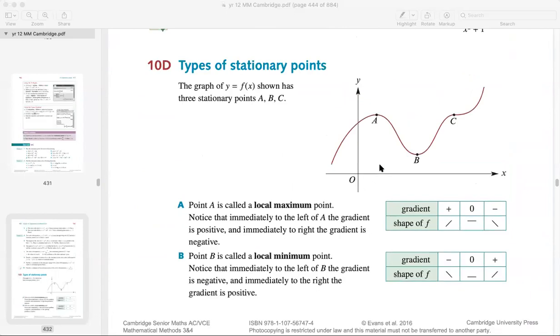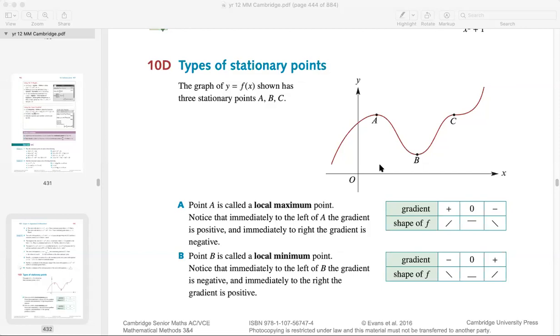Now 10D. 10D, I think most teachers will cover this topic in year 11, and we just quickly go through this one. The types of stationary points. So we need to combine with our C together. So first we call A a local maximum, then we call B a local minimum, and we call C a point of inflection. So for A, the gradient is positive, then 0, then changes to negative. So essentially it means the original graph increases first, then decreases. So we get the local maximum over here.